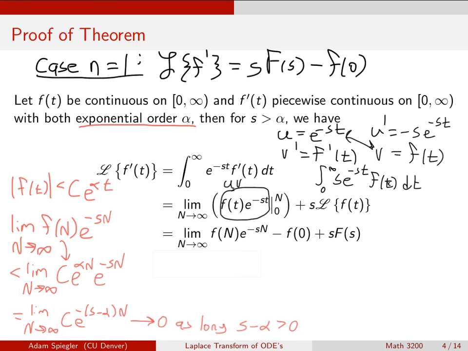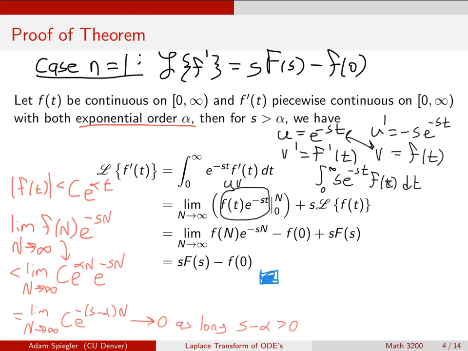Okay, so looking at what we have here, if I were to plug in the limits at 0 and infinity, first I would plug in n, and I would get this, and then I would subtract what I get when I plug in 0, which would be f of 0 times e to the 0, so that's just f of 0. And we just showed, because we have assumed that f is of exponential order, that this limit actually heads to 0. So this term goes away, and all that's left over is s times F of s, the Laplace transform, minus f of 0. So that's exactly what we wanted to show. So that's our proof there.